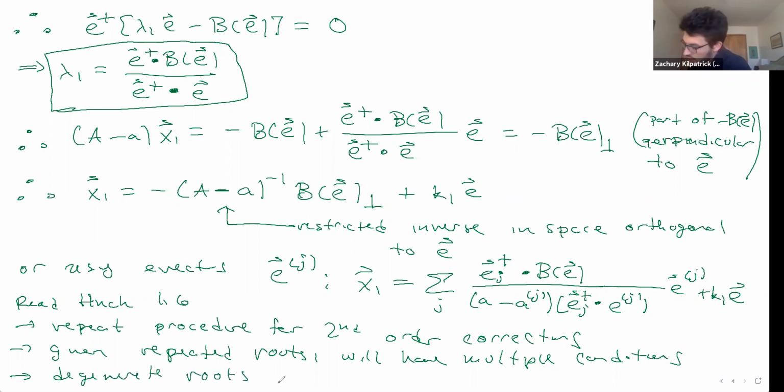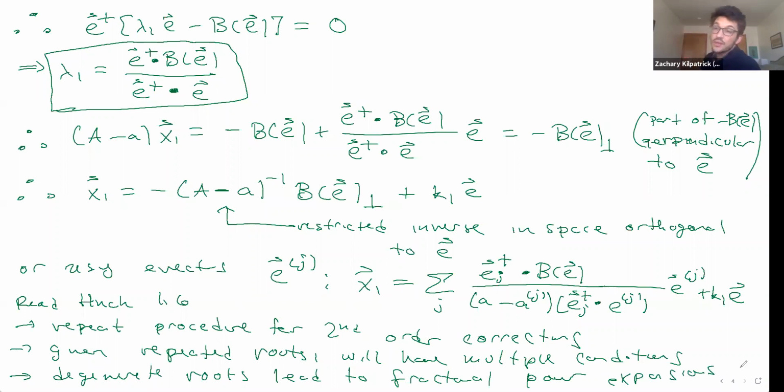And degenerate roots, they can lead to fractional power expansions. So you can handle that a number of ways, essentially just by taking an arbitrary power of epsilon that you expand along. Or, if you have experience, you can sort of guess the right fractional power. Okay. All right. That's linear algebraic eigenvalue problems.